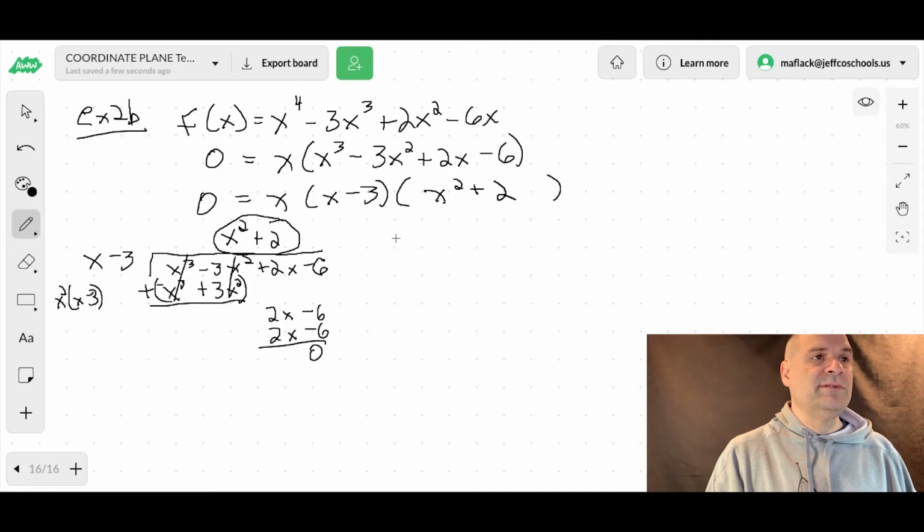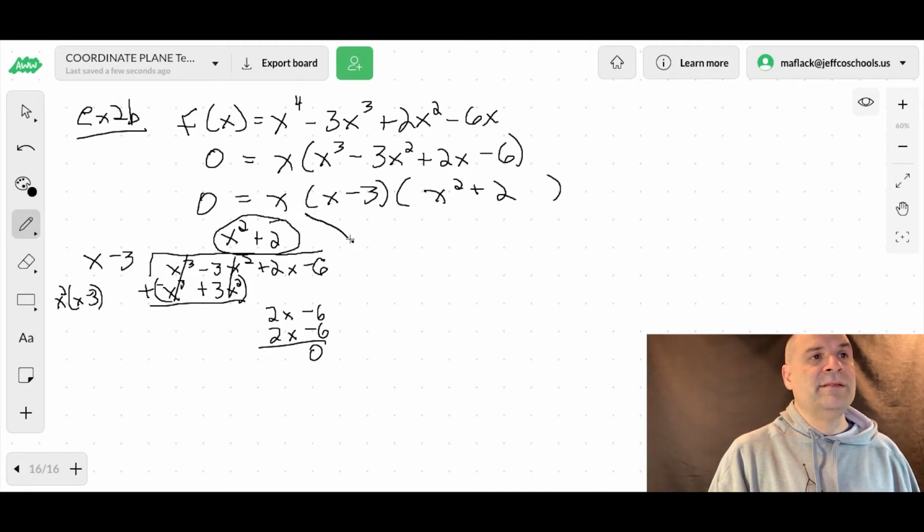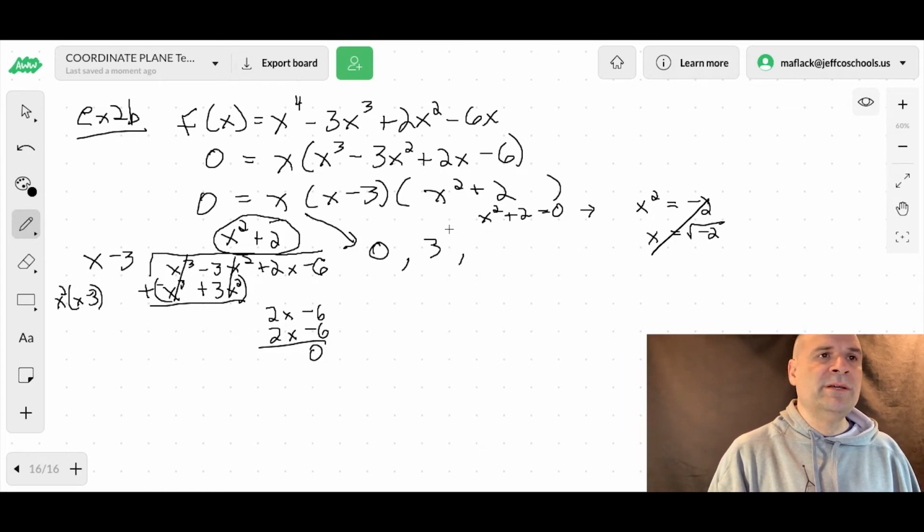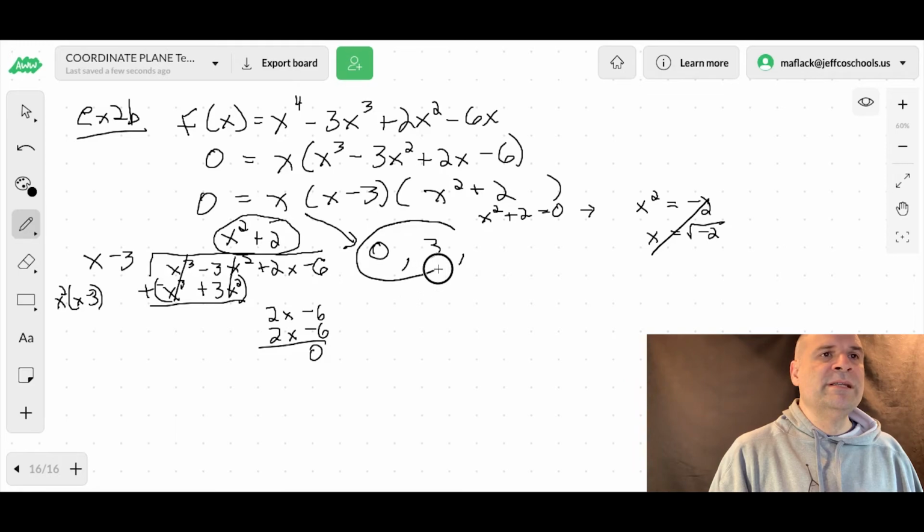Let's see what our solutions are. What x will make this 0? Well, 0. What x will make this 0? 3. Well, what about this guy? If I set x squared plus 2 equal to 0, and put the 2 on the other side, x squared equals -2. What happens when we try to square root a negative number? No real solution there. That's an imaginary number. So our only real roots are 0 and 3. Does that make sense?